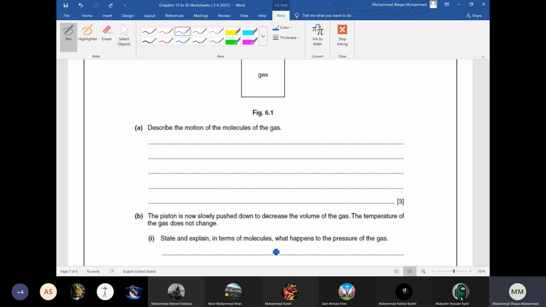So I think now we got 3 points. 1 mark for writing they collide with each other or with the walls of the container. Second, they move randomly, and third, about their speed, they move at high speeds. They have high speed, right or wrong? Right, sir. So this is what you will write in your answer.